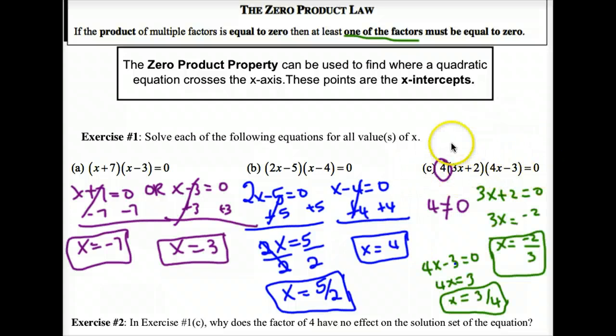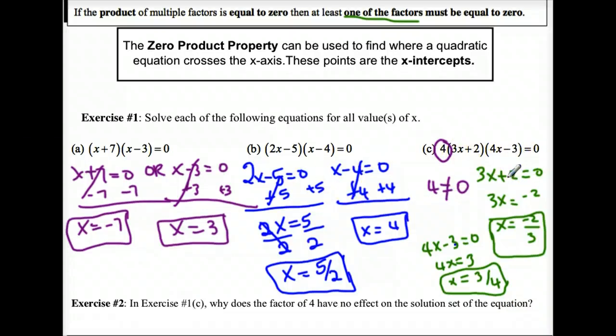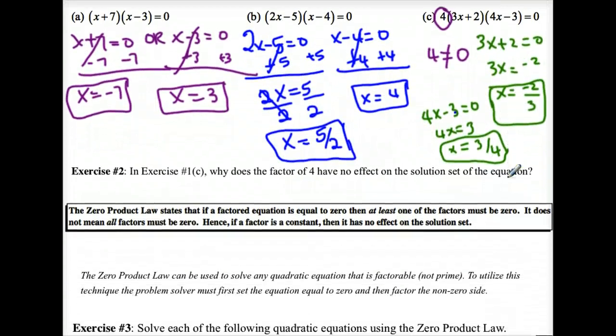So now you got a chance to try this. I wanted to point out something. You should have gotten x equals negative 2 over 3 and x equals 3 over 4. Now, what about this 4 that's outside here? That doesn't really have an impact on the answer, which we're going to address in our second example.